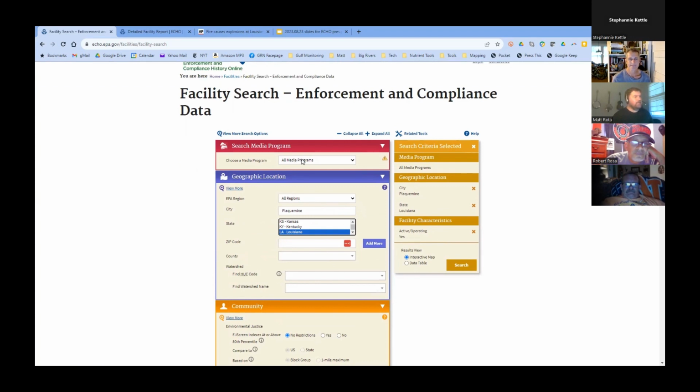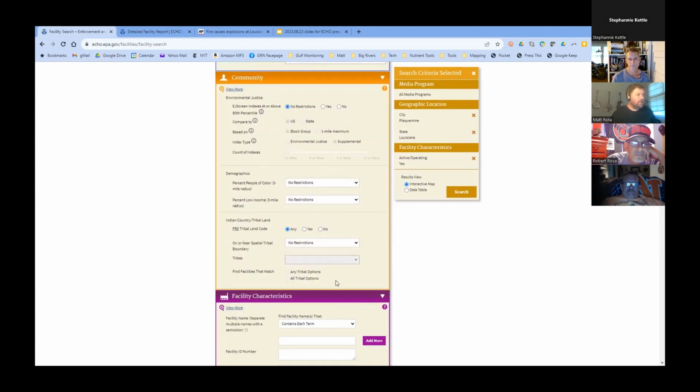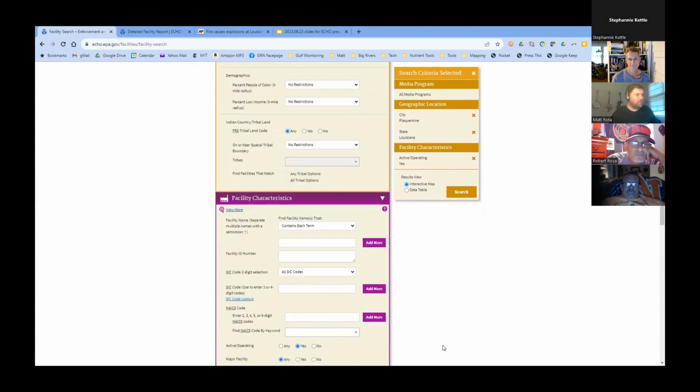Media programs, that's like if you want to talk about air, drinking water, wastewater, or hazardous waste, you can divide that up. But I just want to know about this facility in general, so I'm going to leave that with all media programs. And then I'm going to go down to facility characteristics, where you can put in a facility name, and a lot of these facilities do have different names, so you've got to try a few times.